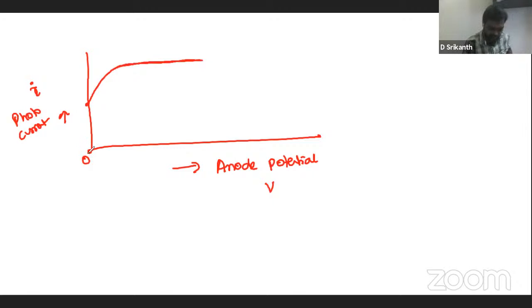Now, as the potential decreases, what will happen? Current will also decrease. At some point, current comes to zero, that is, all the electrons come to rest.